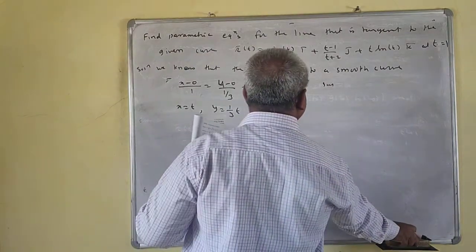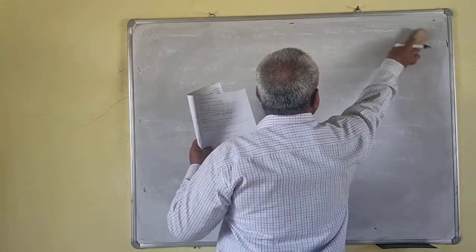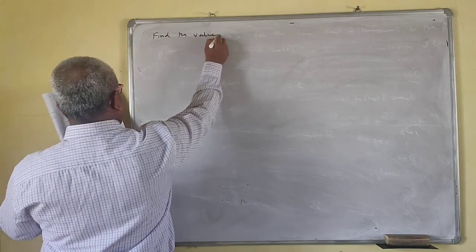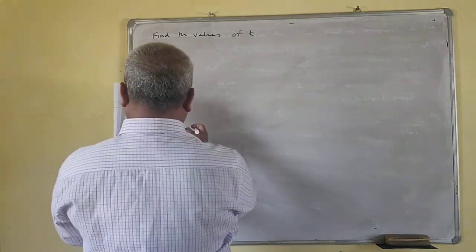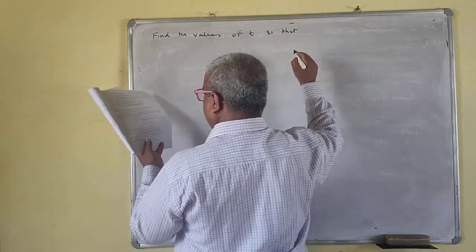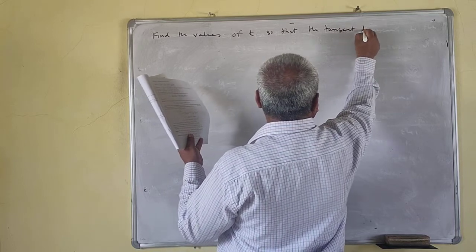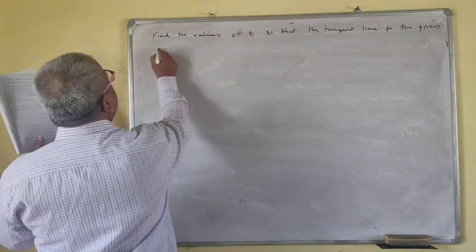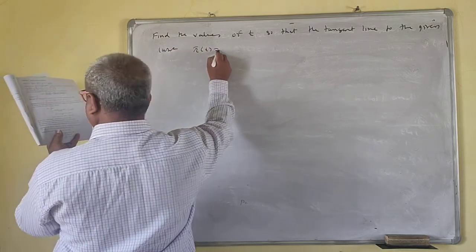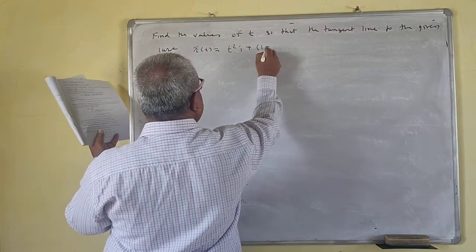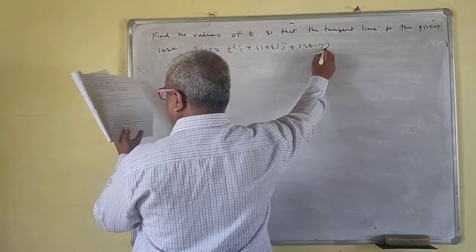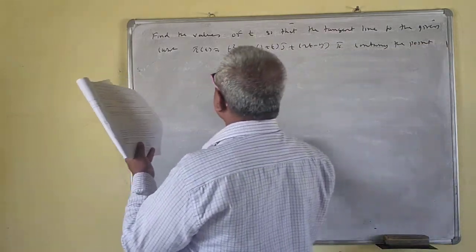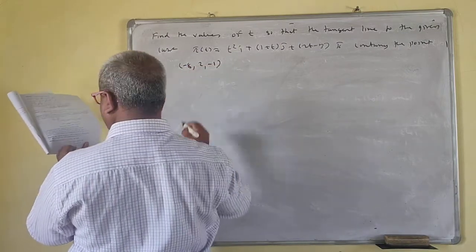Next problem we will take. Find the values of t so that the tangent line to the given curve, r bar of t is equal to t square i bar plus 1 plus t j bar plus 2t minus 3 k bar, contains the point minus 8, 2, minus 1.